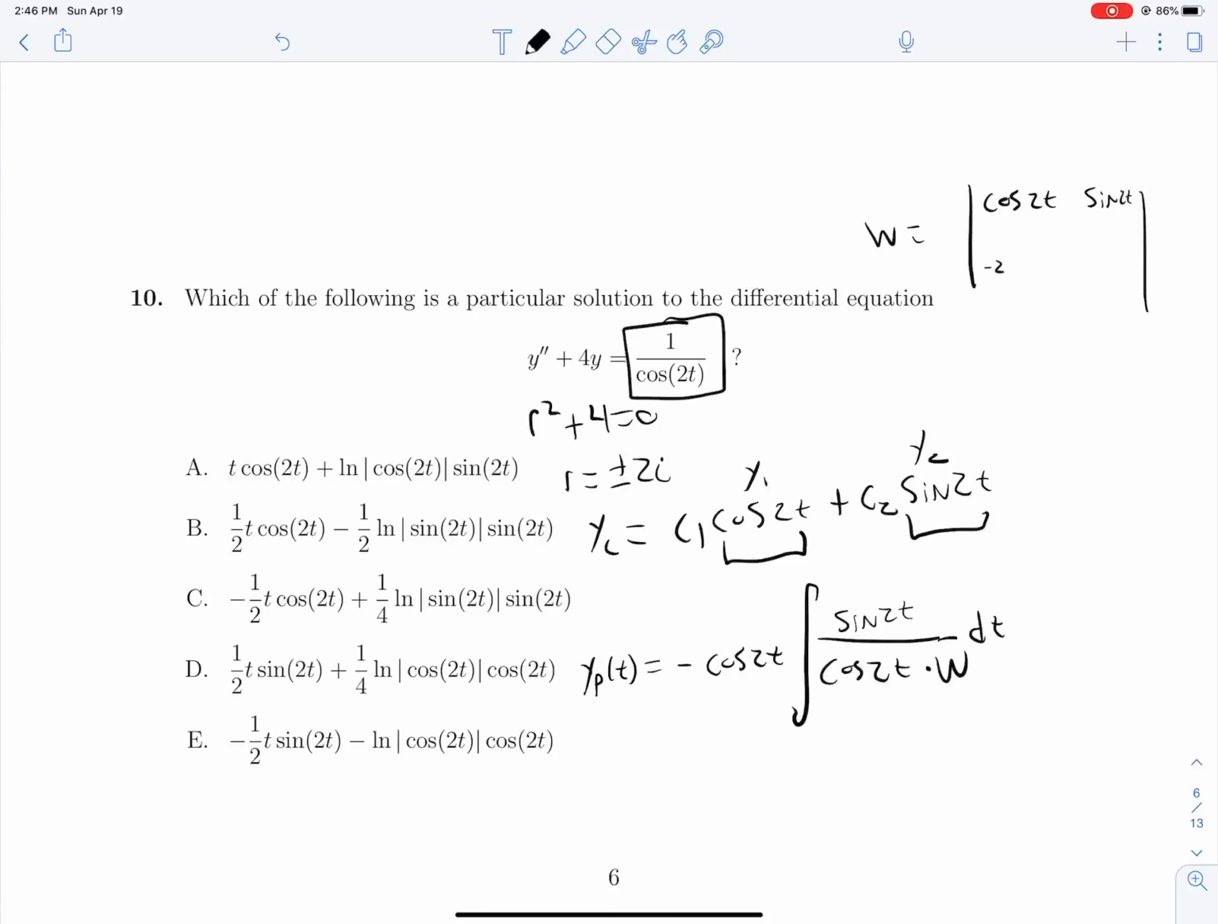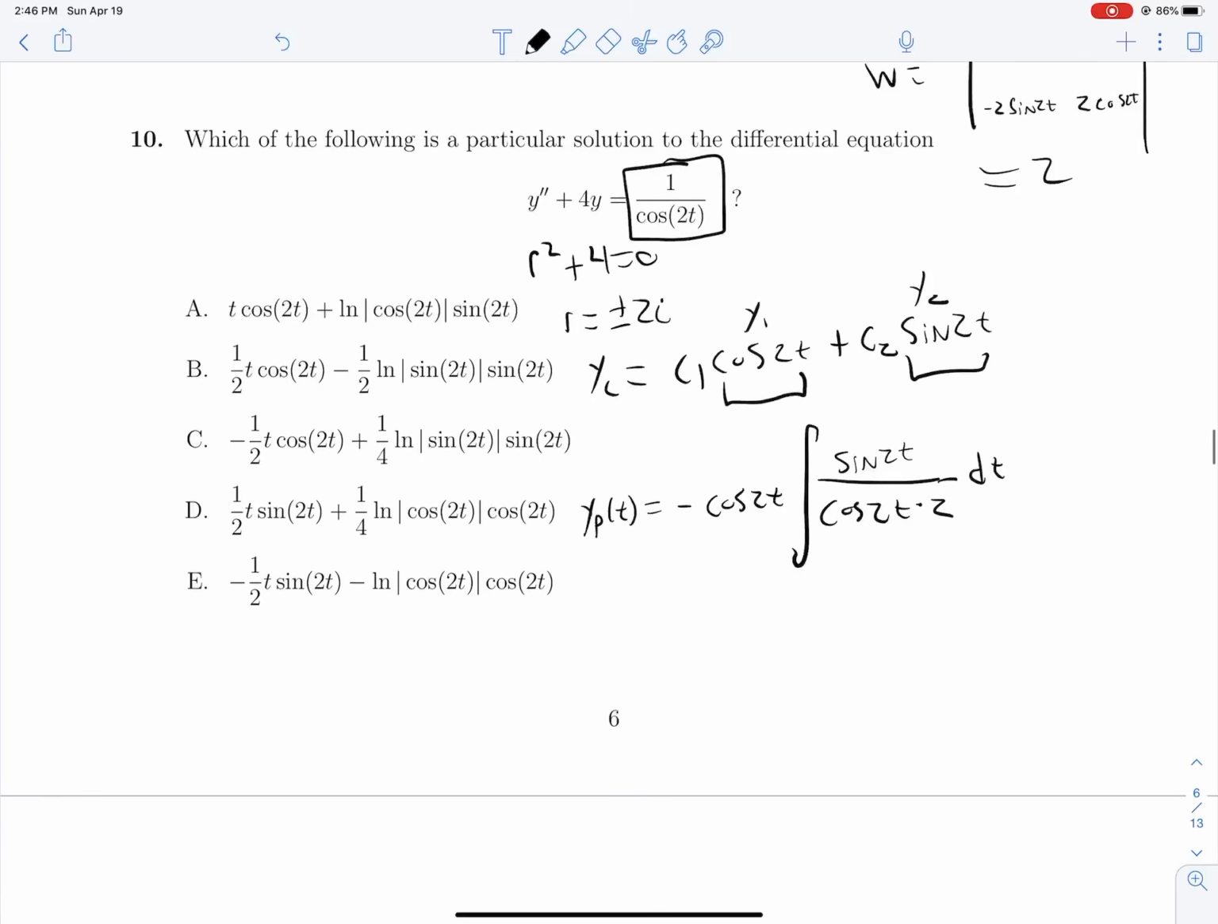So that's negative 2 sine 2t and 2 cosine 2t. We'll see that this determinant gives us 2 cosine squared 2t plus 2 sine squared 2t, so that's just equal to 2. Replace that down there. And then this is only half of our equation that we have to solve.